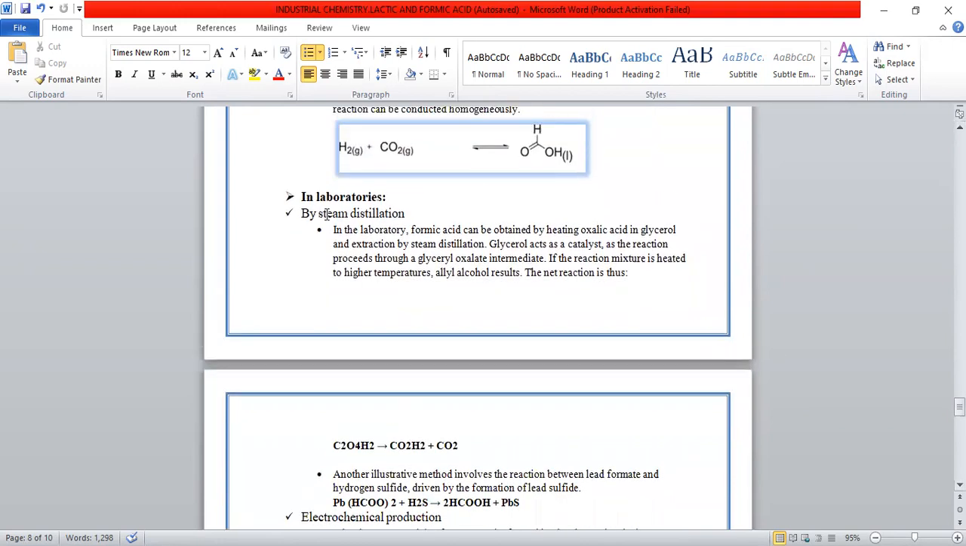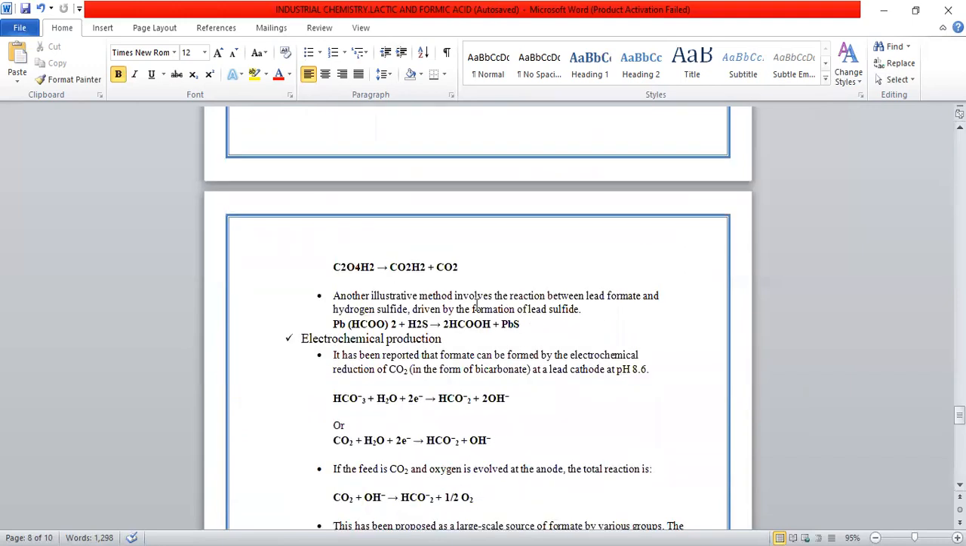Then how is it synthesized in laboratories? By steam distillation. In the laboratory, formic acid can be obtained by heating oxalic acid in glycerol and extraction by steam distillation. Glycerol acts as a catalyst as the reaction proceeds through a glyceryl oxalate intermediate. If the reaction mixture is heated to high temperature, allyl alcohol results. So the net reaction is given as it is obtained by heating oxalic acid in glycerol. In this reaction, you can see carbon dioxide is also obtained as a byproduct.